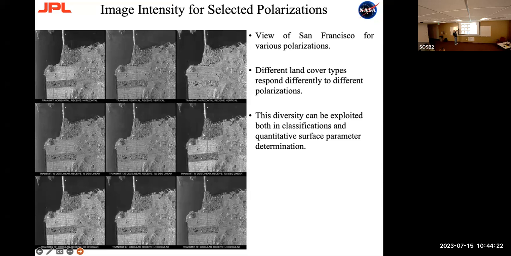Just to point out a couple things. If you look at Golden Gate Park, you can see some places where the contrast between the park and the city is very high, for instance, here. And then you can see some places where the park practically disappears, for instance, here, in transmit horizontal, receive vertical. And you can look at the ocean, look how dark it is in some images, for instance, here, and look how bright it is compared to the rest of the background of the city here. So depending on what you're trying to look at, different polarization combinations can be extremely useful.